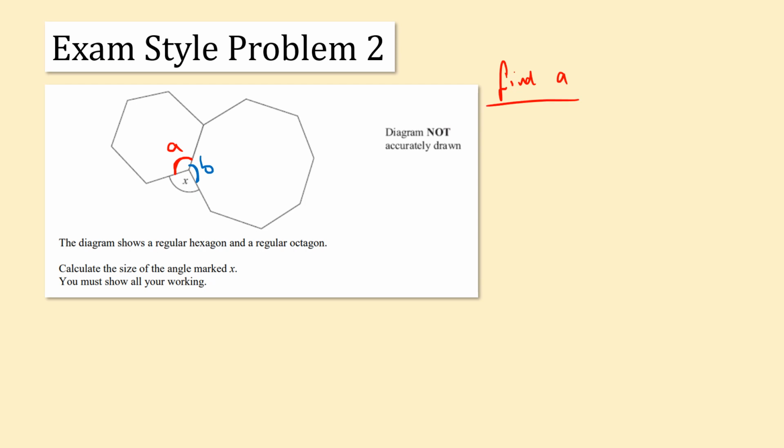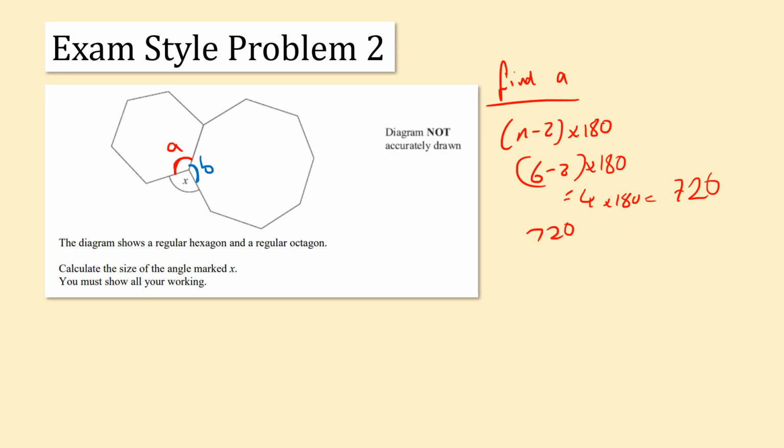So A is an angle in a hexagon, so I'm going to apply the formula n minus 2 times 180 to find the total of the angles. So I've got 6 sides, take away 2, times 180, that's 4 times 180, which is 720. So that's the size of all of the angles in the hexagon. And then if I do 720 divided by 6, because there are 6 sides in that shape, that's 120. Okay, so A is 120 degrees.